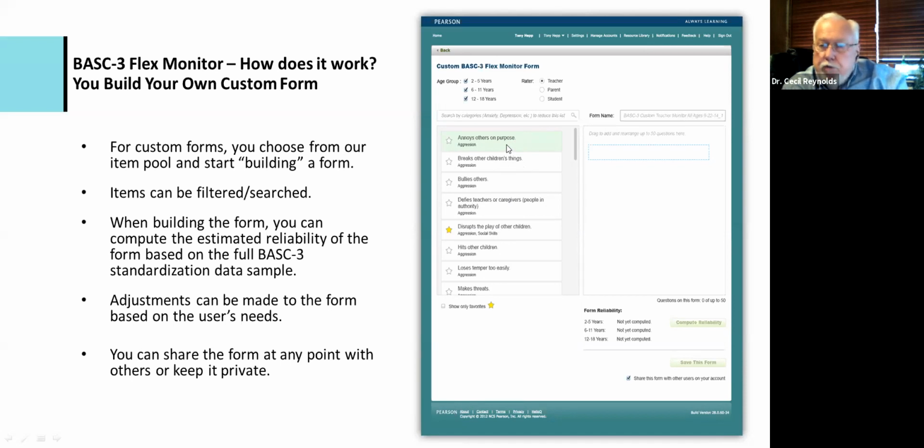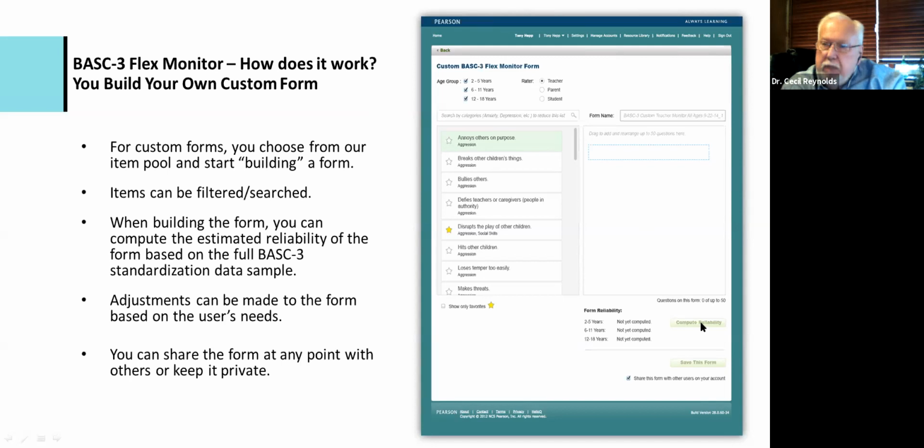Then you build your form by simply going through those items, and all you have to do is click on the item. When you click the item, it drags it over to the right-hand column of the form. And the items will populate over here as you click on each of the items. As you're doing this, in the background, we are continuously computing the reliability data. Then if at some point you say, I've got 10 attention items, 5 hyperactivity items, and 5 other area of executive function items, I wonder how reliable this scale is, all you have to do is click this button down near the bottom right that says compute reliability.